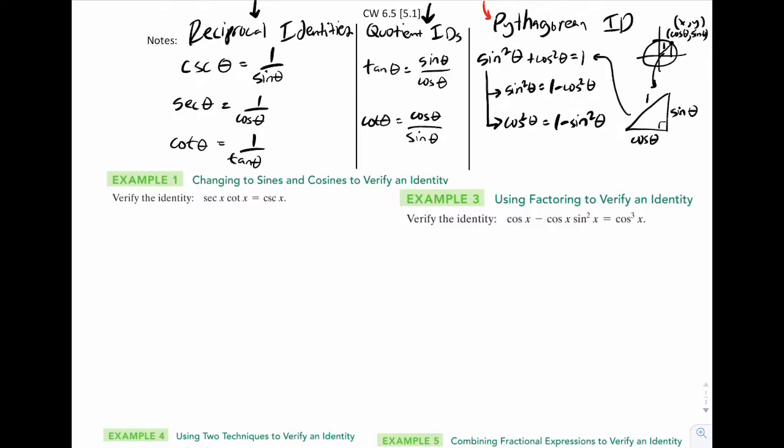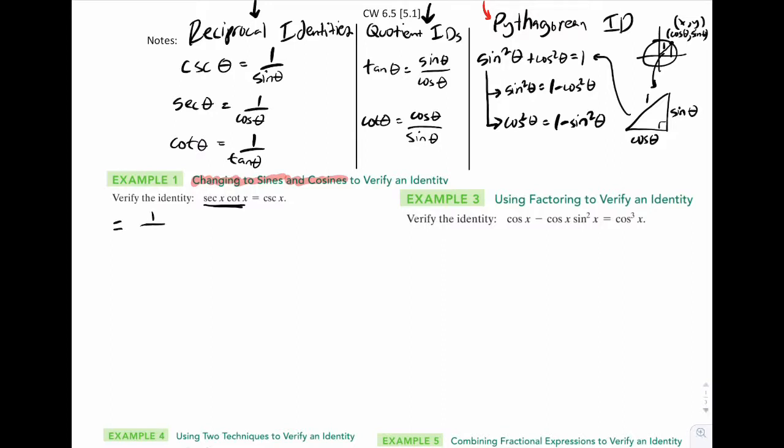So the way I want you to do this is we're going to pick a side, and you want to pick the side that typically has more things to work with. So I'm going to highlight this left side. That indicates I want to work with it. You drop an equal sign right there. And the technique here is pretty straightforward. It says changing to sines and cosines, meaning you just change what you have in terms of sine and cosine.